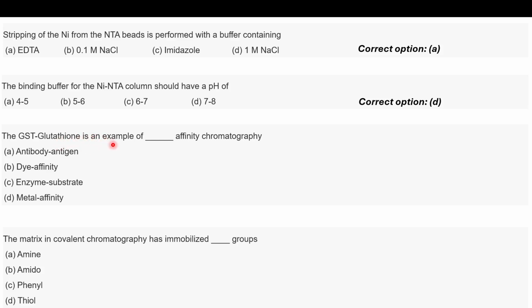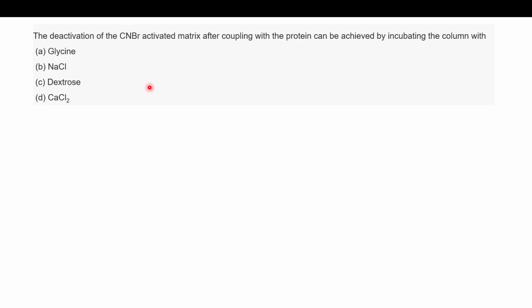The GST glutathione is an example of what type of chromatography? It is an affinity chromatography, but what interaction has been explored here out of the four? Yes. So which is the enzyme and what is the substrate here? Yes, good. So next, the matrix in covalent chromatography has immobilized. We just looked at the sulfur thing, right? So what will be the answer? Yes, the option D or thiol groups. Okay.